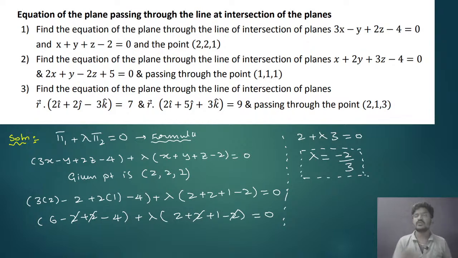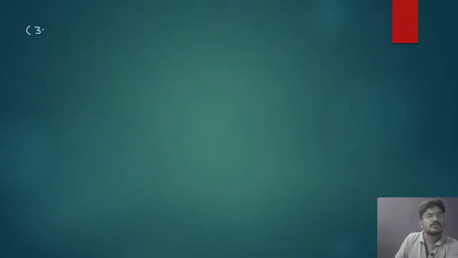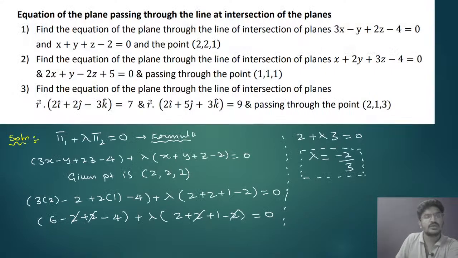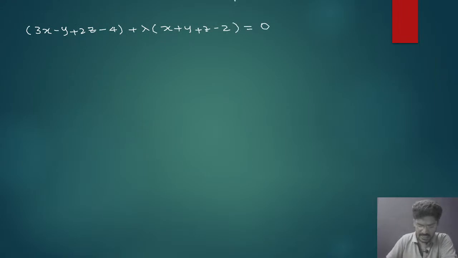So once you get the lambda value, use that in your equation. Your equation is 3x minus y plus 2z minus 4. Put lambda value here and simplify it. What is your equation? 3x minus y plus 2z minus 4, plus lambda times of x plus y plus z minus 2 equal to 0. This is your equation, right?